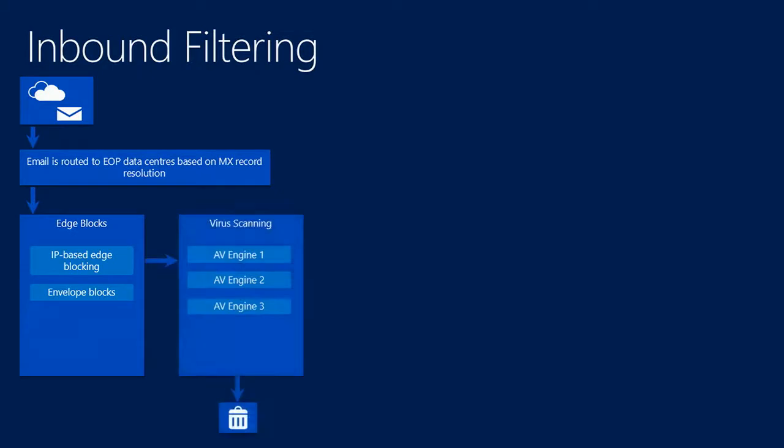So after our edge blocks, we move on to our virus scanning. This is where we have the 3 engines. Sometimes we'll use 2. Most of the time it's 3. And if we ever detect any malware, it is always dropped. You don't have any configuration options of saying, I want to have this through. We are always going to drop that. What you can configure is if you want anyone to be notified.